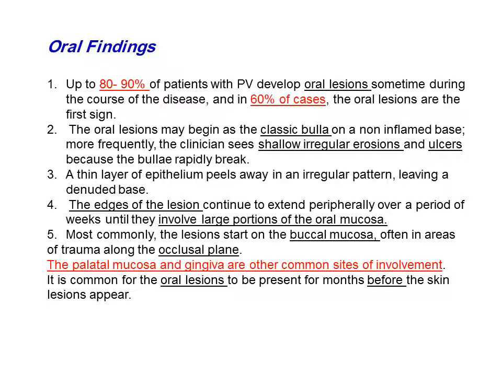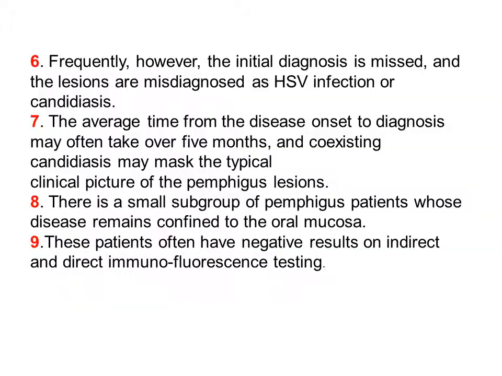The edge of the lesion continues to extend peripherally over a period of weeks until they involve a larger portion of the oral mucosa. Usually the lesions start on the buccal mucosa, mostly in the area subjected to trauma along the occlusal plane. Palatal mucosa and gingiva are other common sites of involvement. It is common for the oral lesion to be present for months before the skin lesion appears.